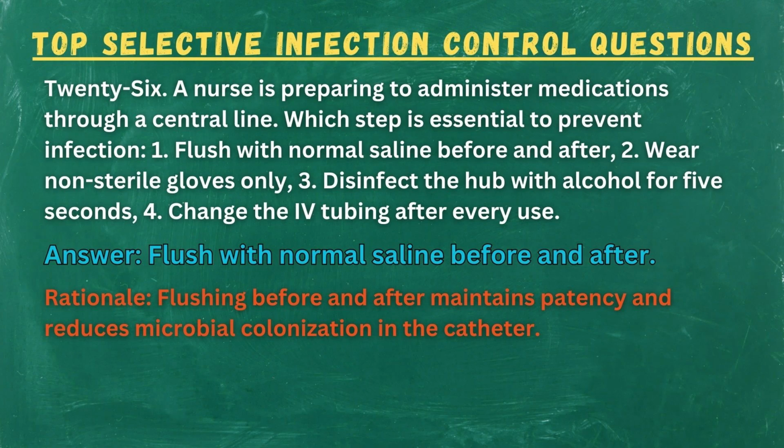26. A nurse is preparing to administer medications through a central line. Which step is essential to prevent infection? 1. Flush with normal saline before and after. 2. Wear non-sterile gloves only. 3. Disinfect the hub with alcohol for 5 seconds. 4. Change the tubing after every use. Answer. Flush with normal saline before and after. Rationale. Flushing before and after maintains patency and reduces microbial colonization in the catheter.